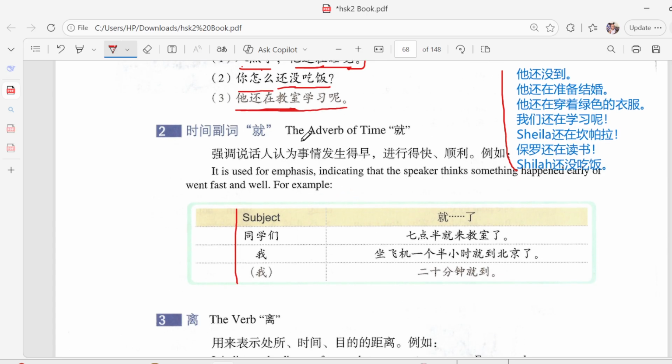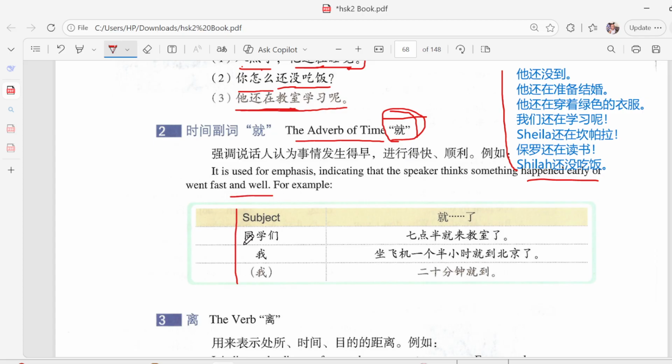Okay, so here's now the adverb of time. This adverb is 就. This is very famous, and I don't think you can speak Chinese for 5 minutes without bringing up this adverb of time, 就, because it is very important. If it is missing in your 5 minute talk, I think your speech will be missing something, because everything we do is in time, right? And it is used for emphasis, indicating that the speaker thinks something happened early or went fast and well.